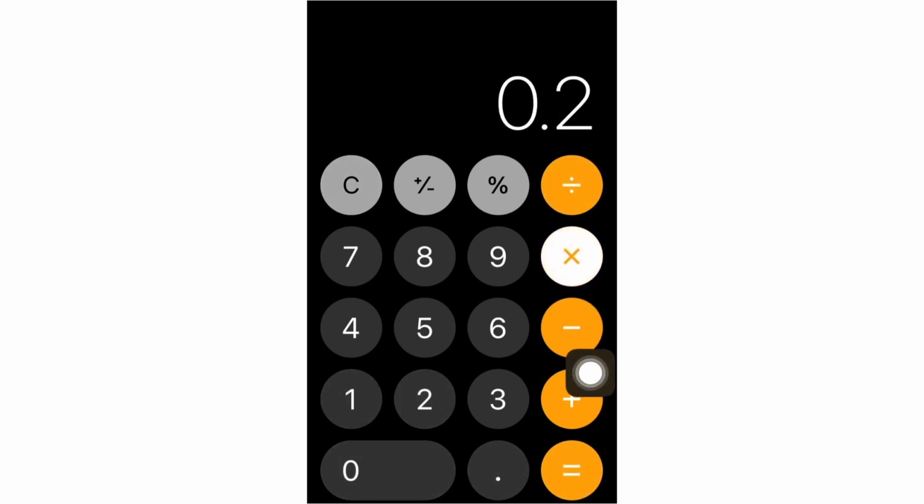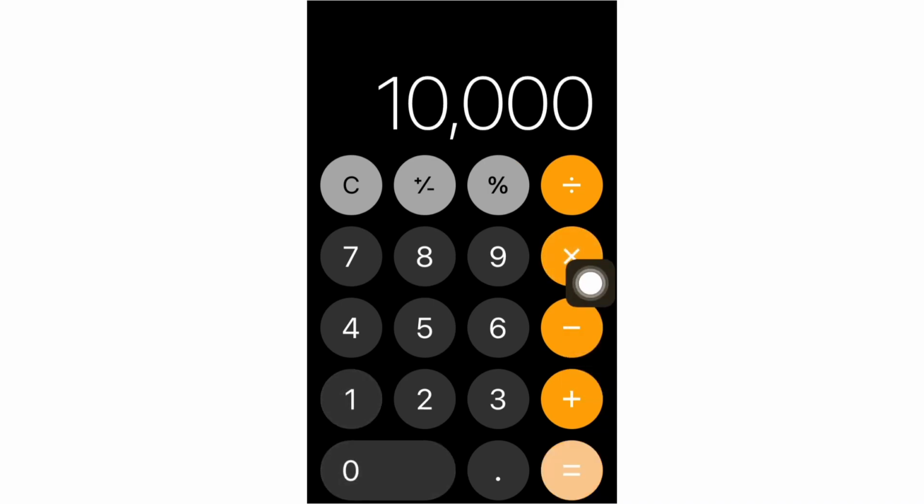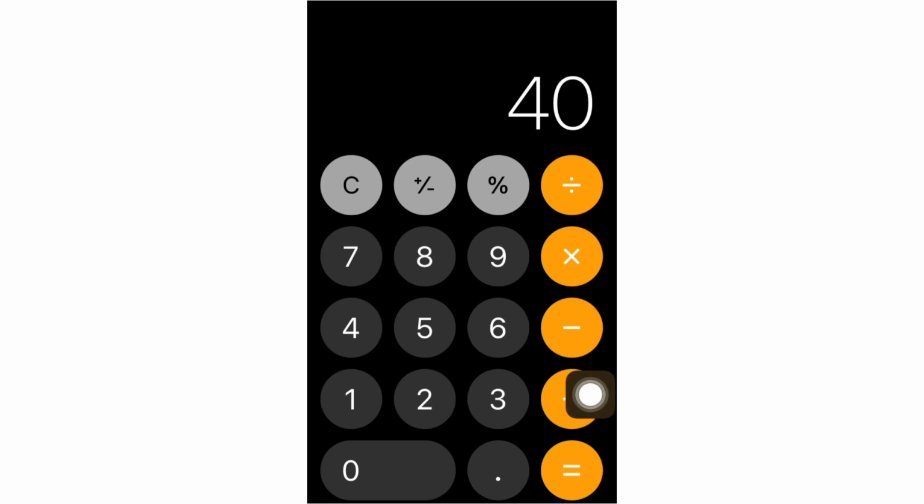0.2 times, let's say, $10,000, for instance. That is literally 2,000. Or let's say I want to risk 30%, 40%. It's all my choice. It all depends, so you need to look at your account size, what you're capable of risking, the return on investment, and all that. So let's just say 20%, which gives me $2,000.